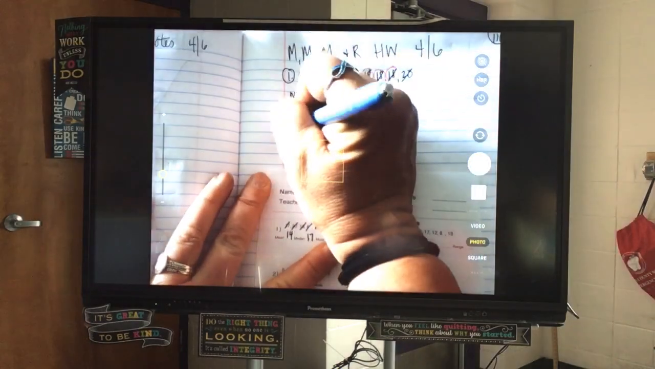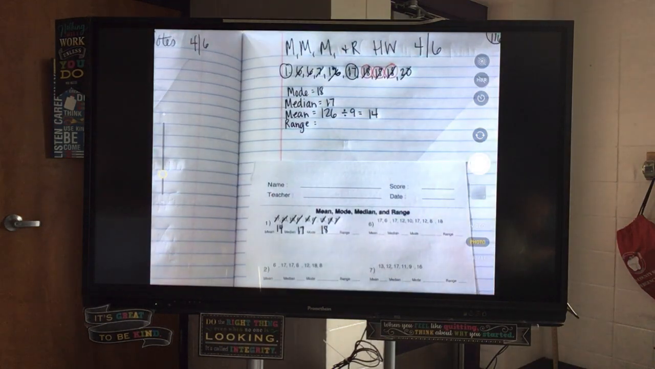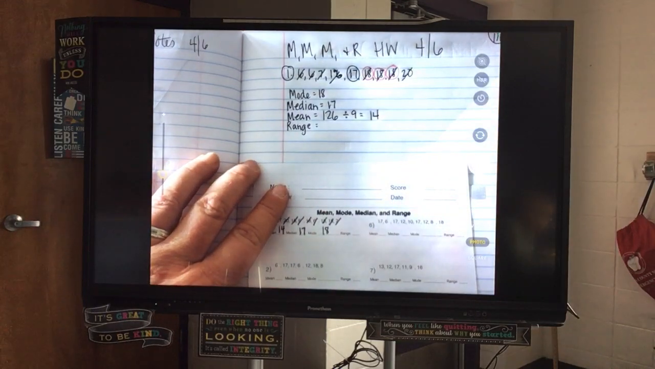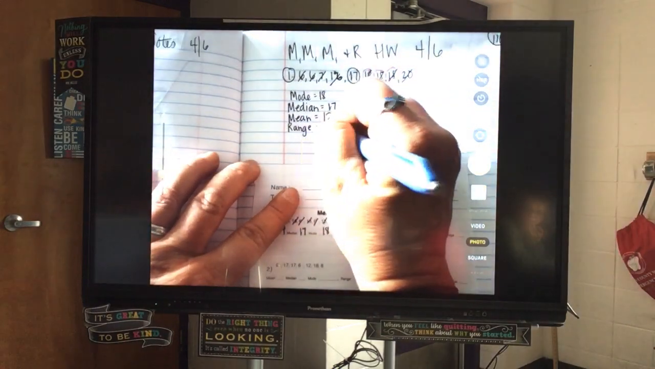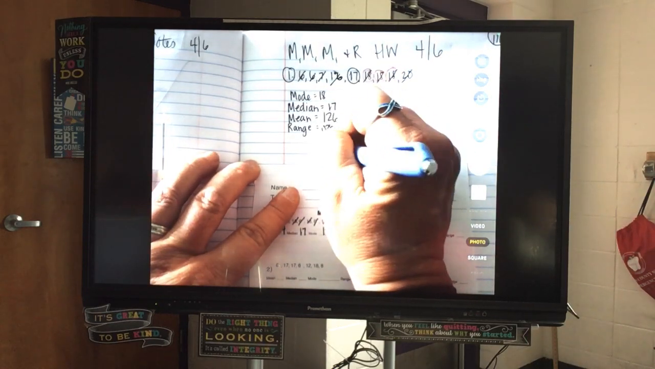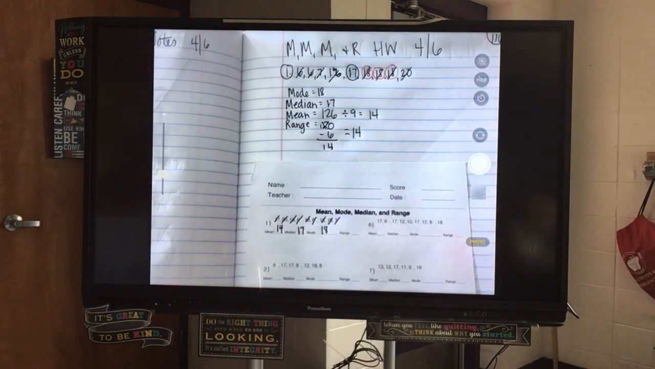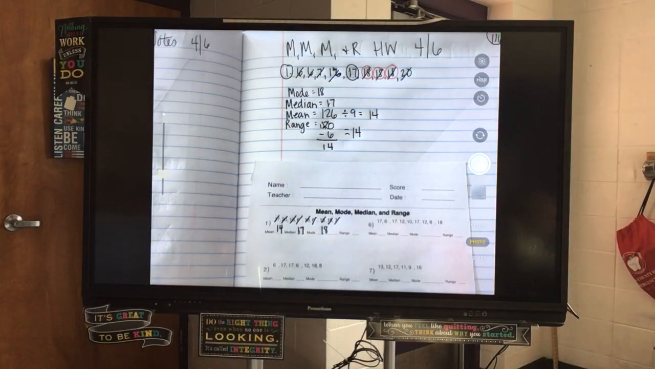All right, the last thing we have to do here is our range. And how do we find our range? Juan, how do we find the range? Love that you're using your foldable. Okay, so which one is our largest number? Okay, and what is my smallest number? I'm gonna do 20 minus 6, which gives me 14. So my range is 14. Okay? So this is the work you have to do for each one of these questions.